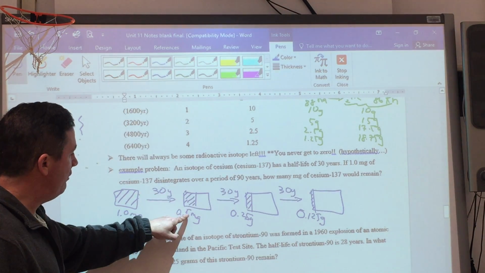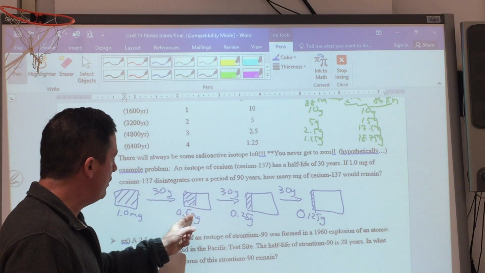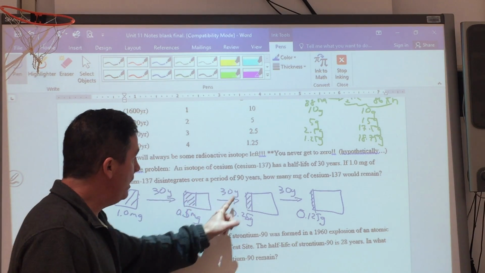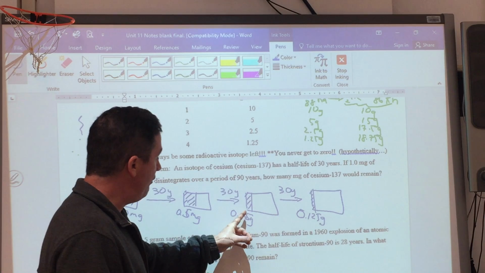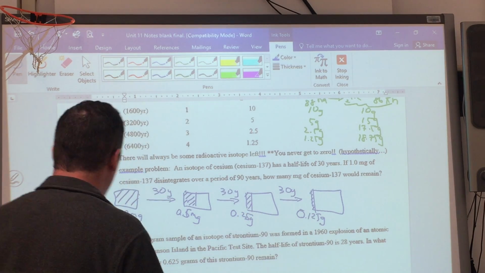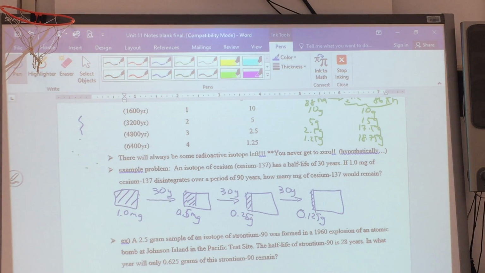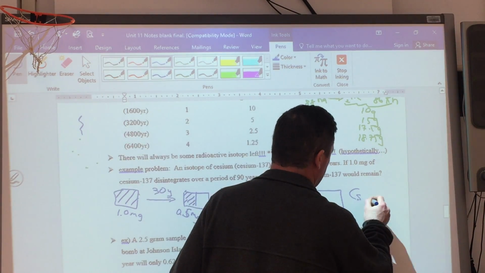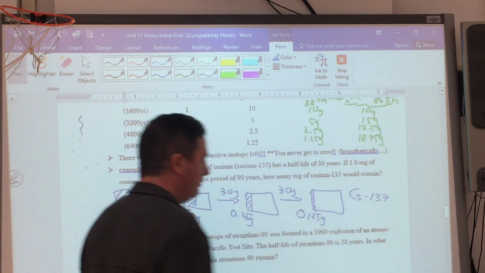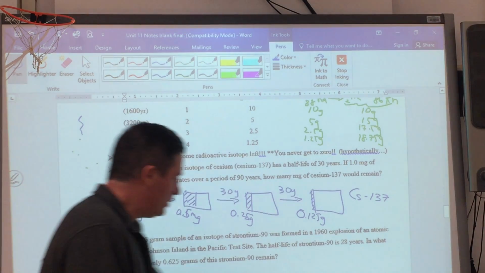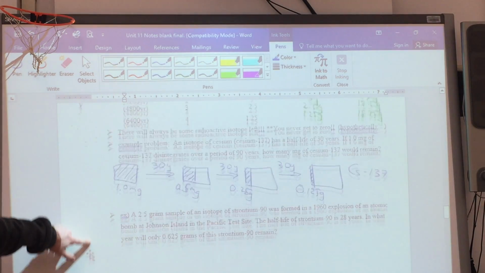After 30 years, I have half. After another 30 years, I have half of what remains. After another 30 years, I have half of what remains. So I end up with 0.125 grams of cesium-137. Okay? We'll do this other one and then we'll be done.